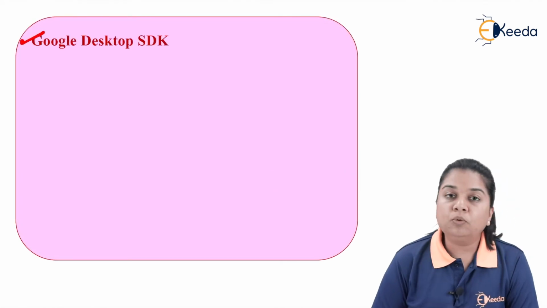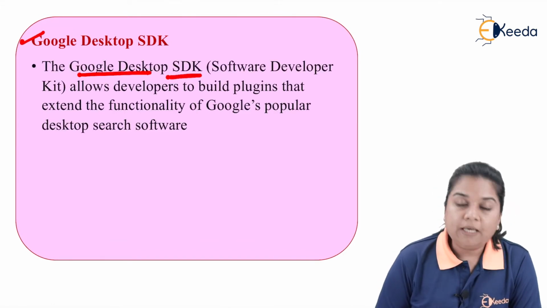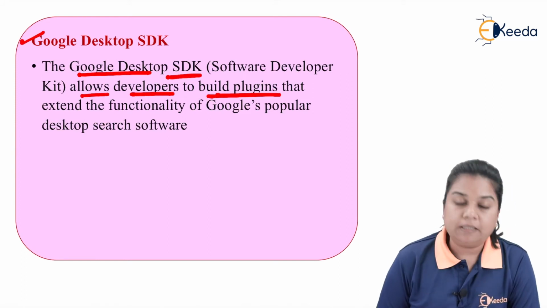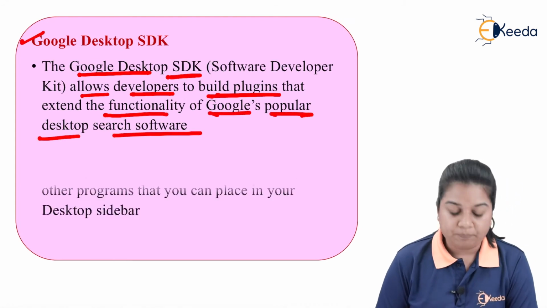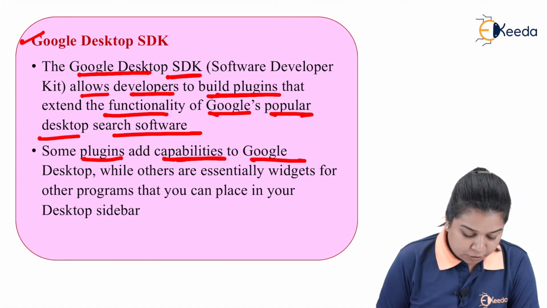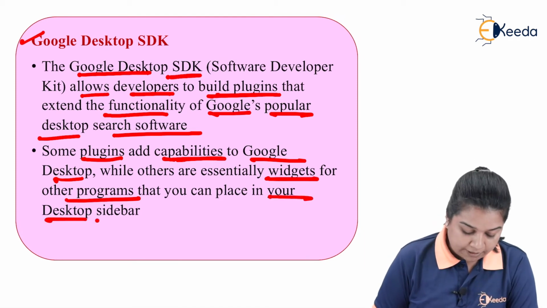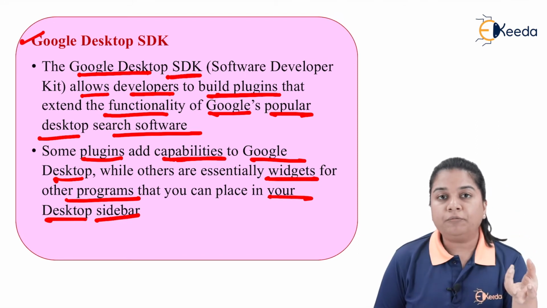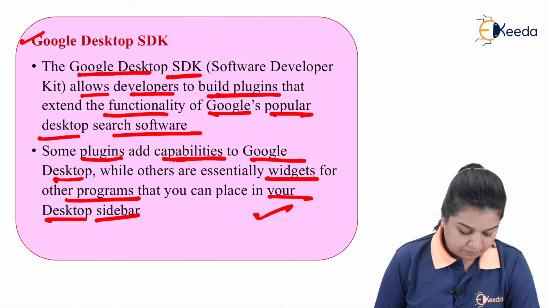Then coming to Google Desktop SDK. The Google Desktop SDK, that is software development kit, allows developers to build plugins that extend the functionality of Google's popular desktop search software. Some plugins add capabilities to Google Desktop, while others are essentially widgets for other programs that you can place in your desktop sidebar. That means whichever things you want to access again or frequently, you can add into the sidebar of your Google desktop.